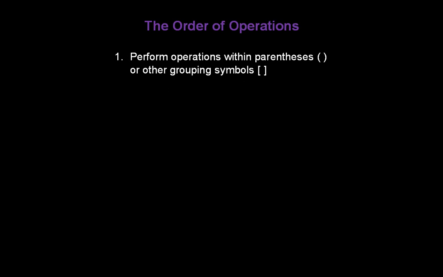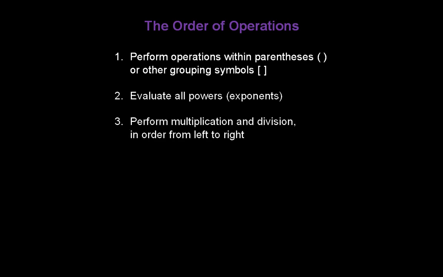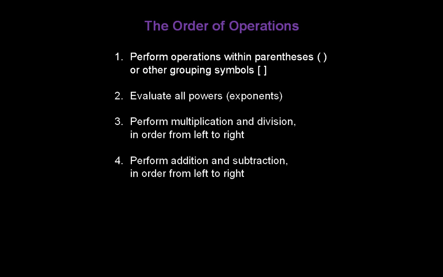Here they are. Step number 1. Perform operations within parentheses or other grouping symbols like brackets first. Step 2. Evaluate all powers or exponents. Step 3. Perform multiplication and division in order from left to right, just like you were reading a line of text in a book. And step 4. Perform addition and subtraction in order from left to right. That's it. 4 simple steps.